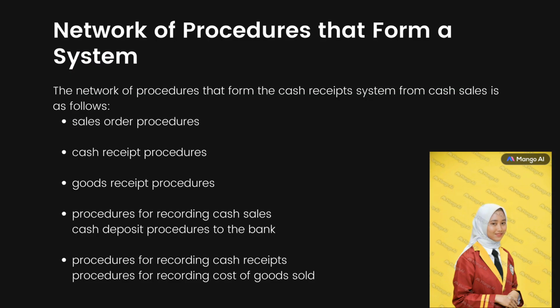Network of procedures that form a system. The network of procedures that form the cash receipts system from cash sales is as follows: sales order procedures, cash receipt procedures, goods receipt procedures, procedures for recording cash sales, cash deposit procedures to the bank, procedures for recording cash receipts, procedures for recording cost of goods sold.